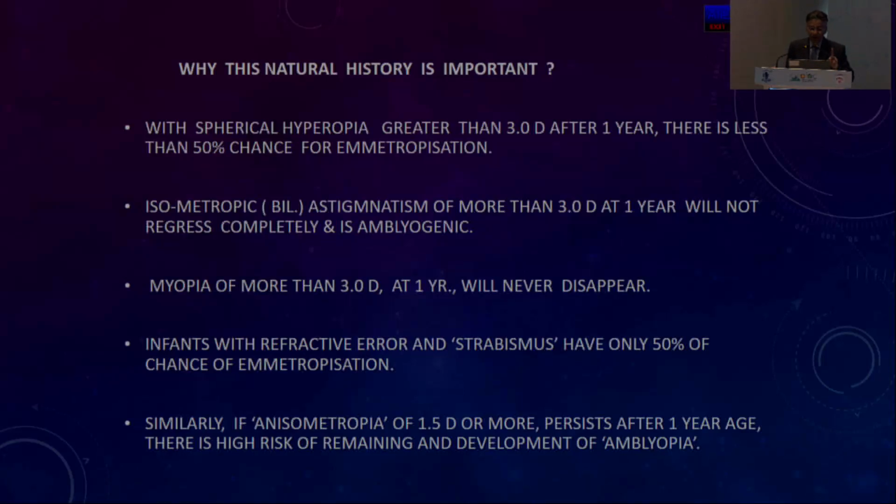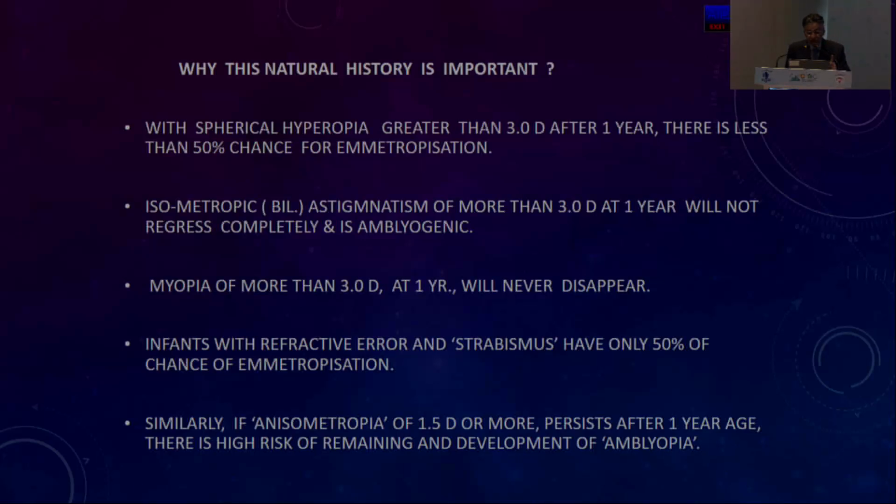With spherical hyperopia greater than 3 diopters after 1 year, there is less than 50% chance that it will disappear, which should normally happen by 3 years of age. Normally it is 2 diopters, and it should disappear by 3 years. But if it is more than 3 diopters, there is a 50% chance that it will not disappear. So it has a bearing later on, that's why. Isometropic bilateral astigmatism of more than 3 diopters at 1 year will not regress, because normally we have up to 1 diopter, but if it is 3 diopters, it will not disappear. And then it is amblyogenic.